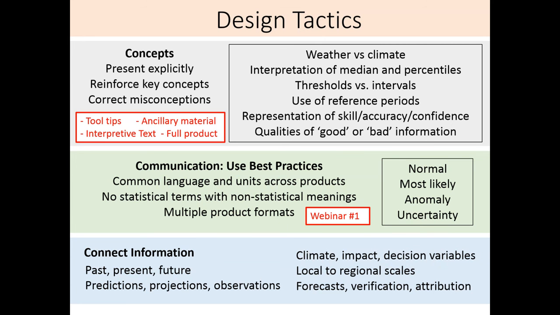The same goes for predictions, whether it's seasonal climate outlooks or projections like the climate change projections, or observations which go back to the past. How do we help them connect what those are and how they relate to each other, short-term forecasts, long-term forecasts, and so on. And then how do we help them go from climate variables to the impact variables to the decision variables?